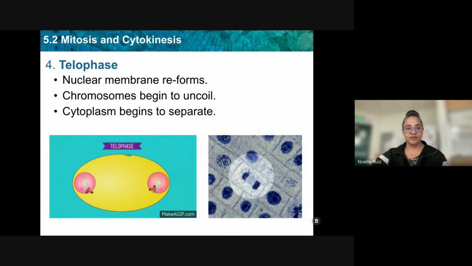You can tell the yellow part is the cytoplasm, and it's starting to stretch out because eventually it's going to snap off and become two cells. And under a microscope, you can see this one cell with the two little nuclei forming.